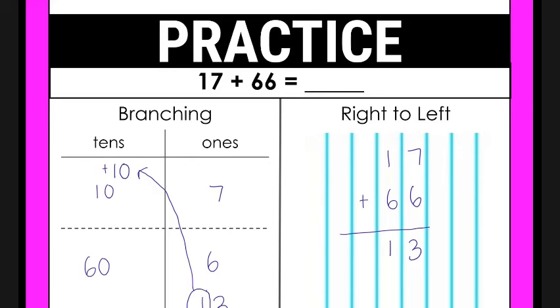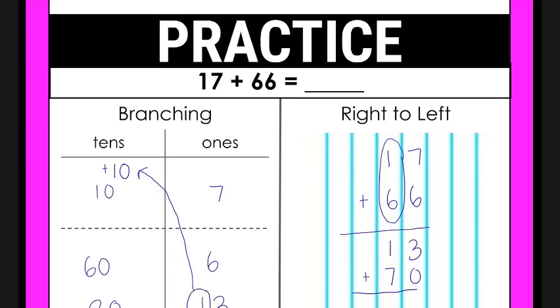I have 10 plus 60. What would it be? 10 plus 10 plus 60. I'm going to grab my 60 and count up by 10. So 60, 70, 80. Okay, let's come back over to our right to left. Now I'm just looking at my tens column, so I'm just adding these two numbers together. 1 plus 6, or 10 plus 60. 10 plus 60 is 70.